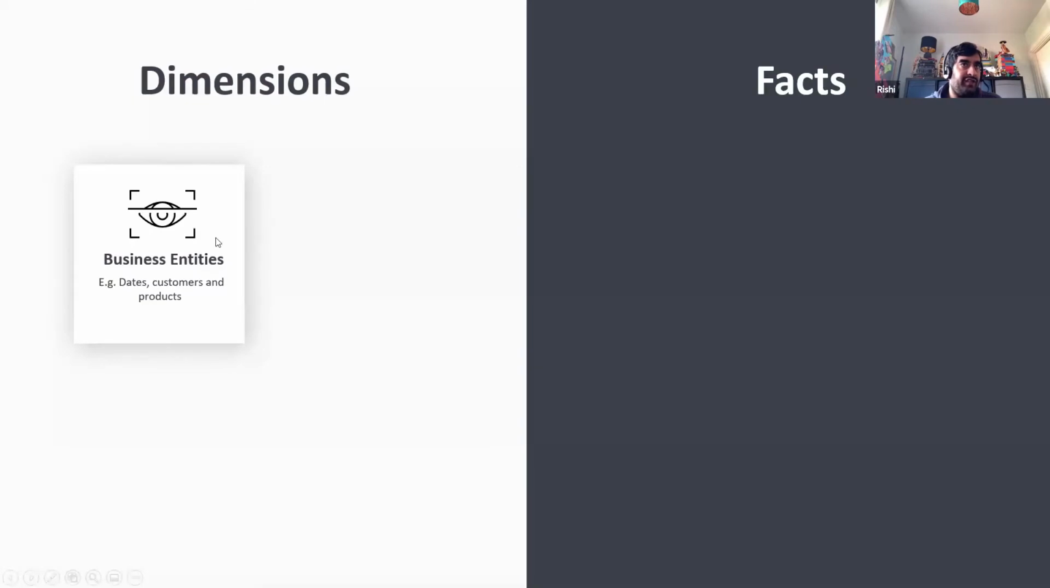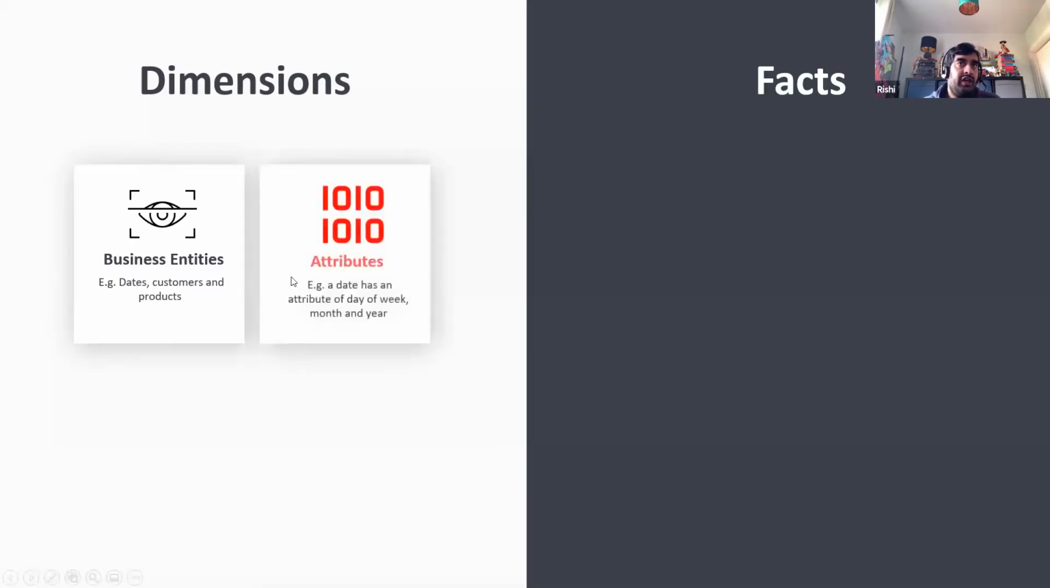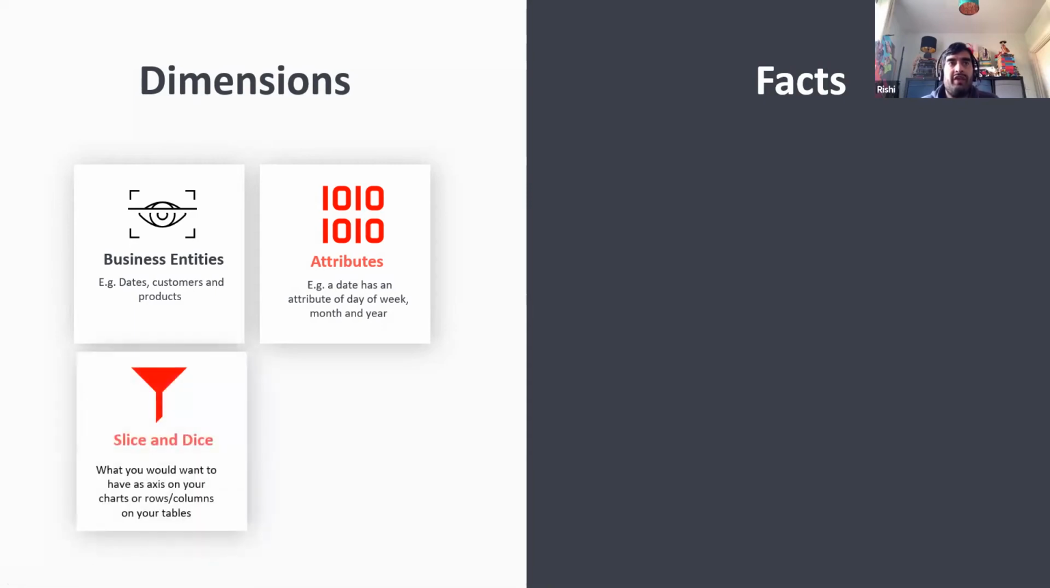So that's how you need to think about your dimensions, and they have attributes. Every dimension table has columns of attributes. Dates are a very common dimension, and they have attributes. A date has an attribute of day of week, which month it is, which year it is. All of those are attributes. Contractors are another example. Dimensions are the things that you slice and dice by, the things that you have on the axes of your charts or the rows and columns of your tables.